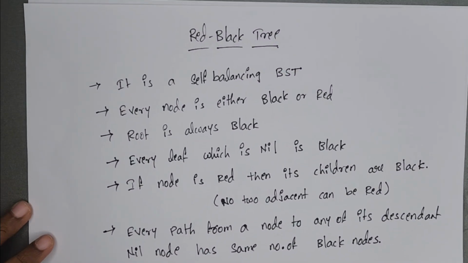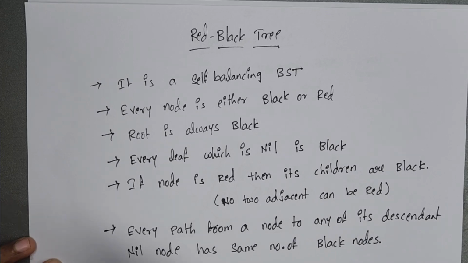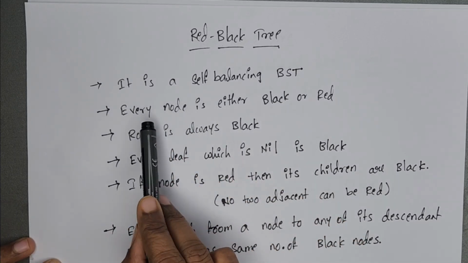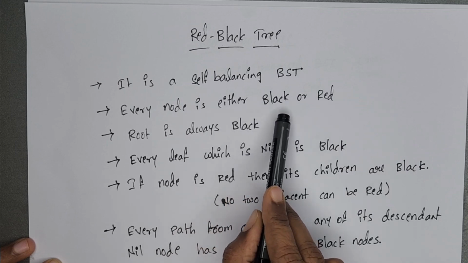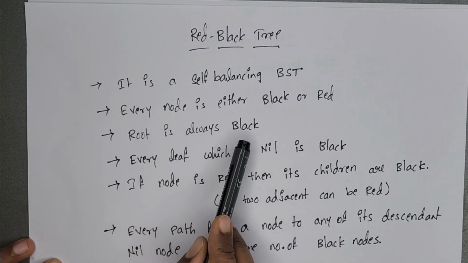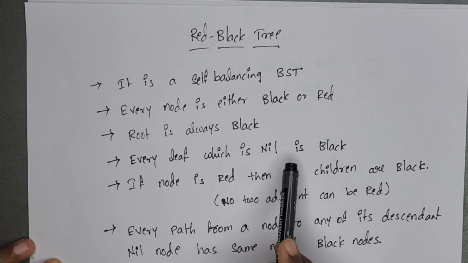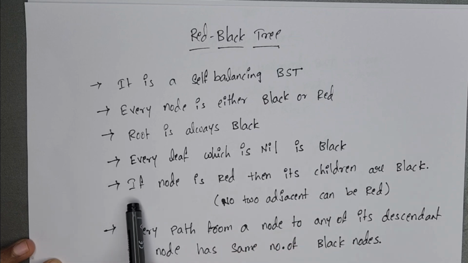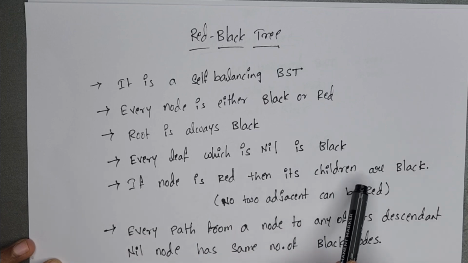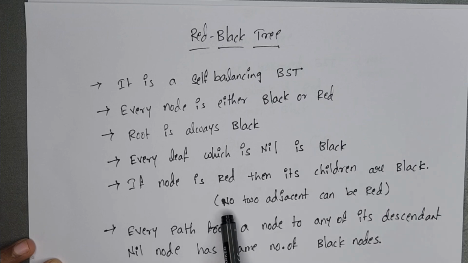See, these are the properties of a red-black tree. It is a self-balancing binary search tree. Every node is either black or red. Root is always black. Every leaf which is nil is also black. And if node is red, then its children are black. No two adjacent can be red. And one more. Every path from a node to any of its descendant nil has same number of black nodes. These are red-black tree properties.